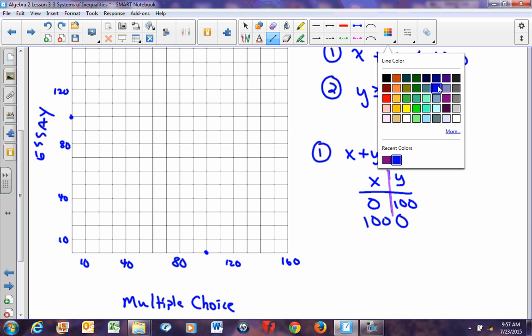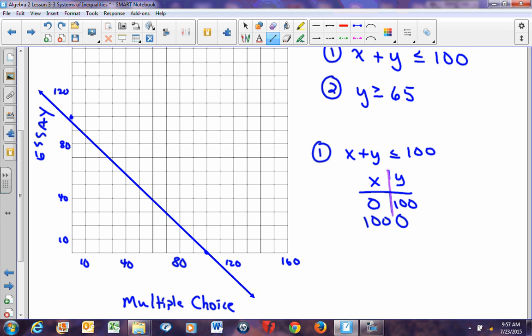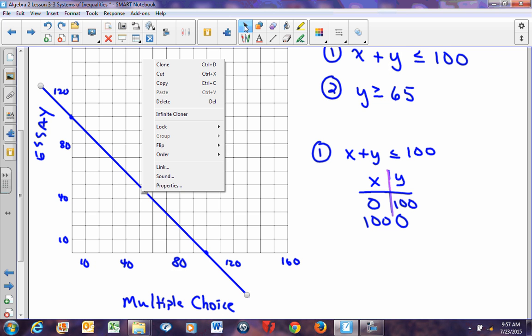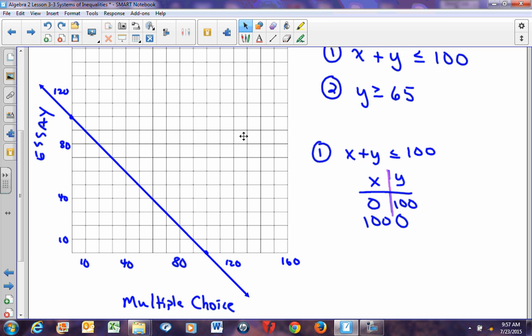So let's graph that line. So there's a graph of that particular line. And since it's less than or equal to, we know we would shade below that. So is that the way?